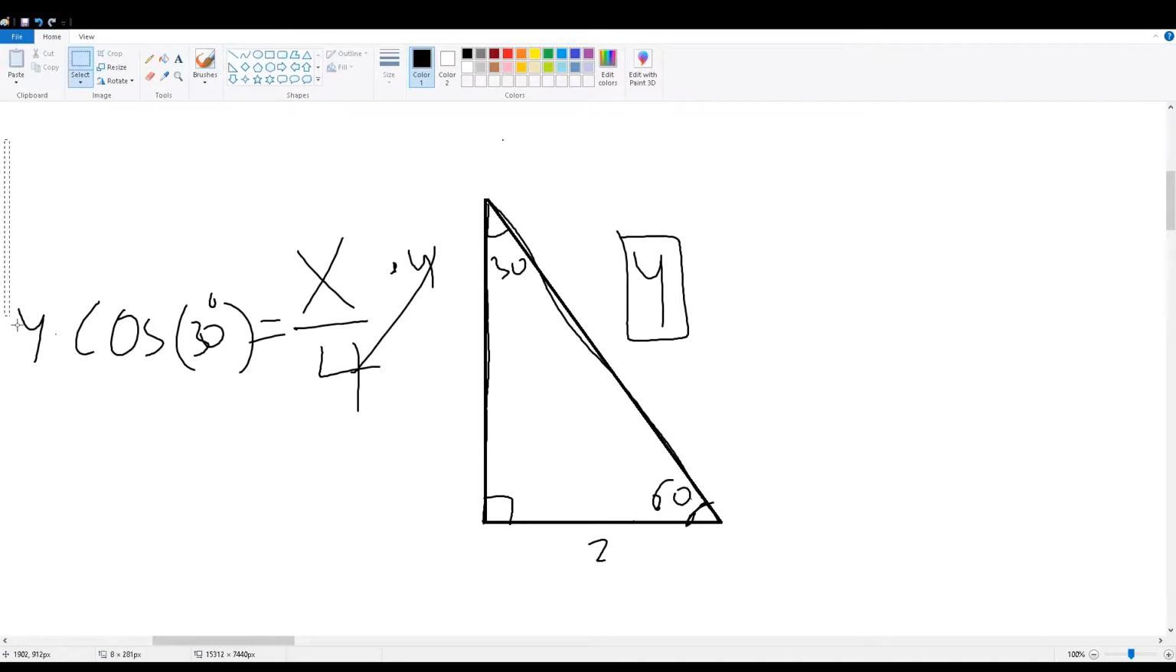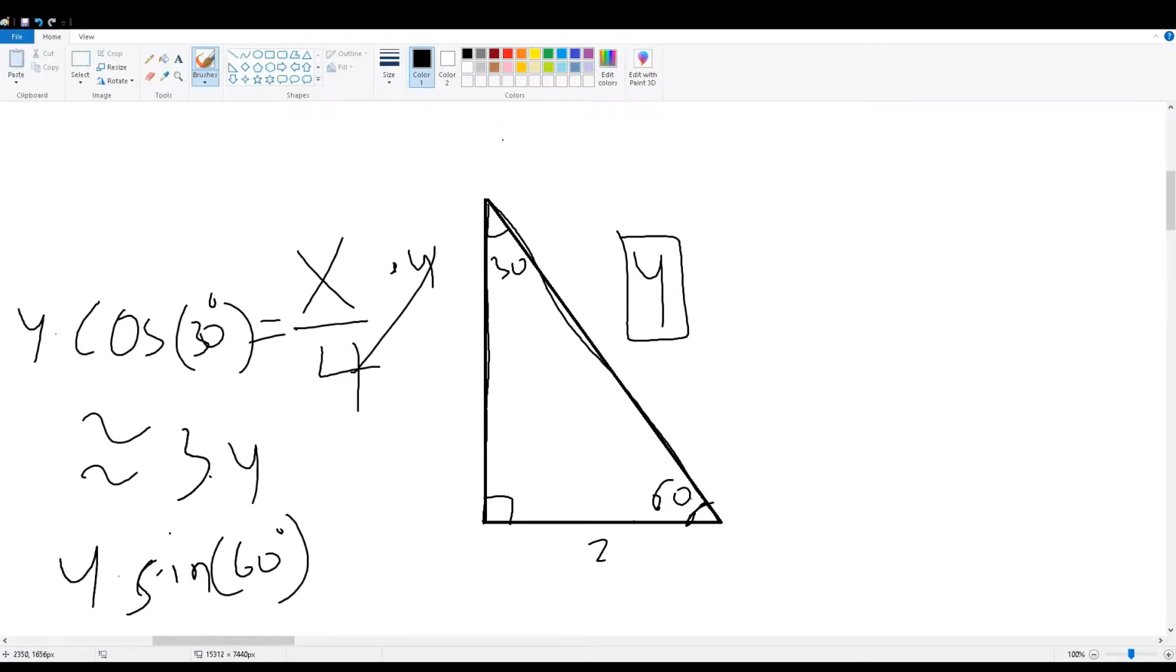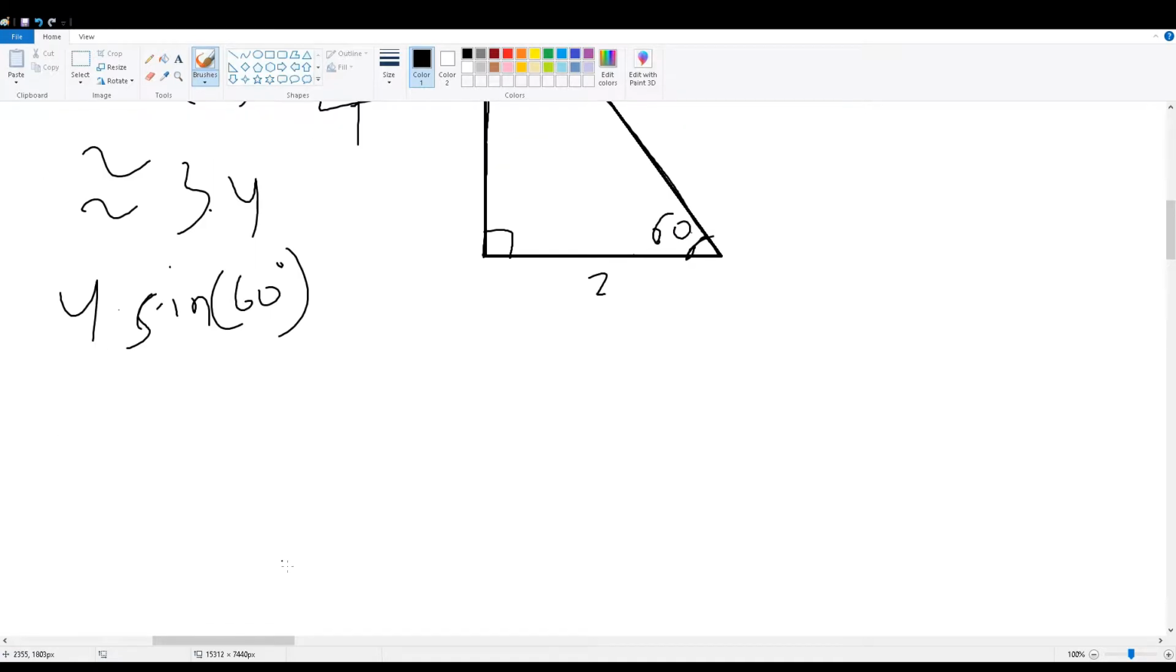Let's delete this. Actually, no, let's not delete this. 4 times the sine of 60 degrees is approximately equal to 3.4.